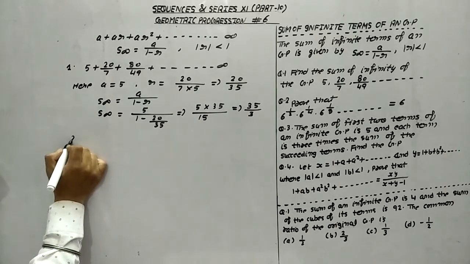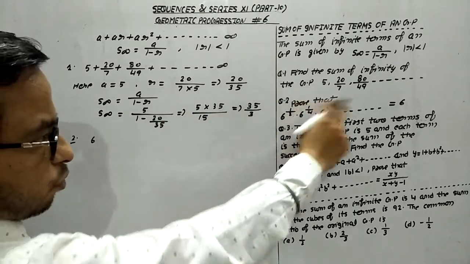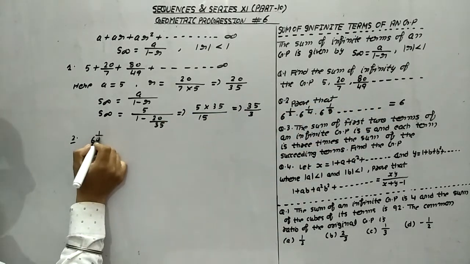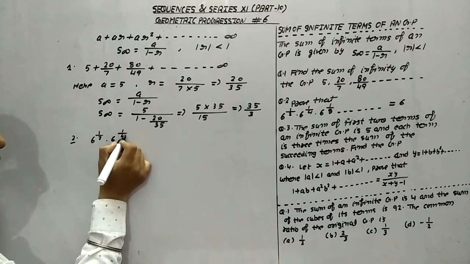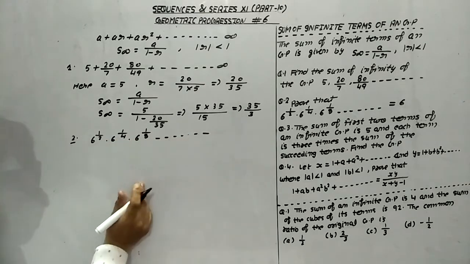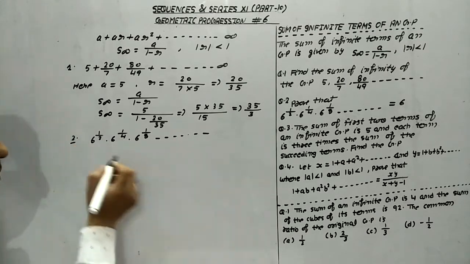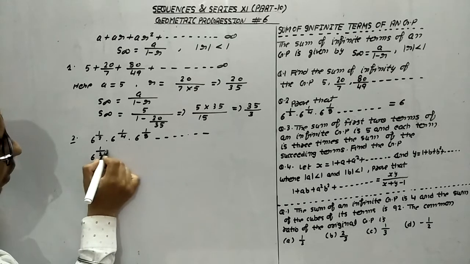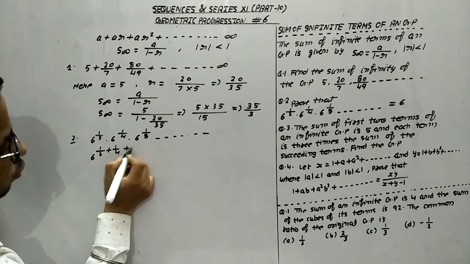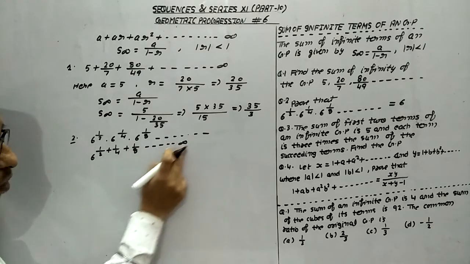Now look at this. For question number 2, we have to prove that this is equal to 6. Very interesting question. 6 raised to power half, 6 raised to power 1 by 4, 6 raised to power 1 upon 8, and this is up to infinity. You know very well, if the base is the same, then the powers will be added. It means 6 raised to power half plus 1 by 4 plus 1 by 8, and this is up to infinity. Now this will form a GP.